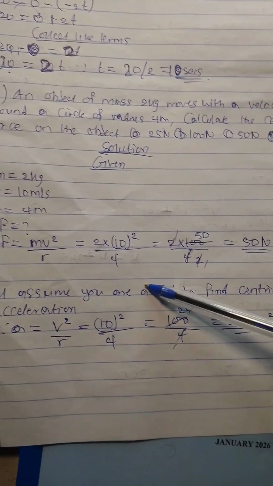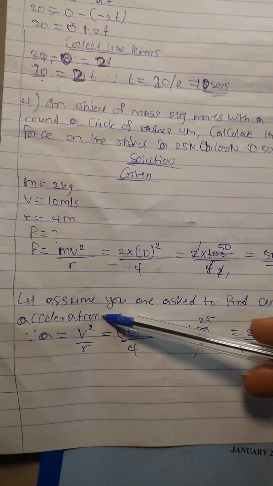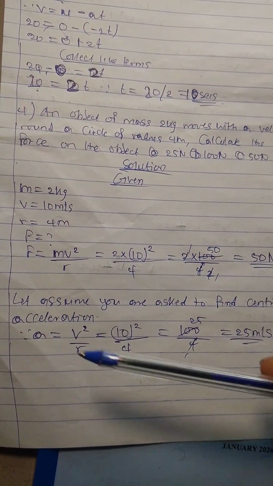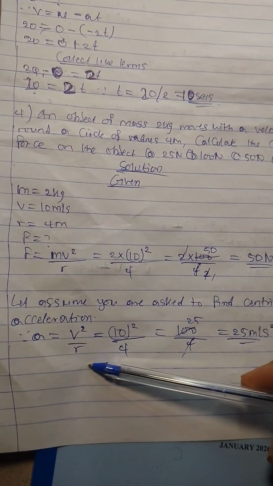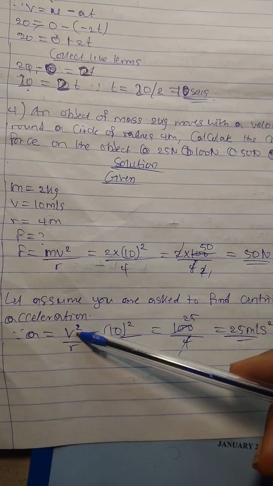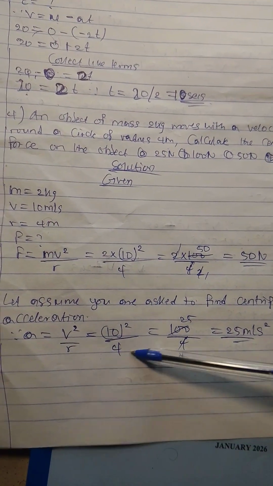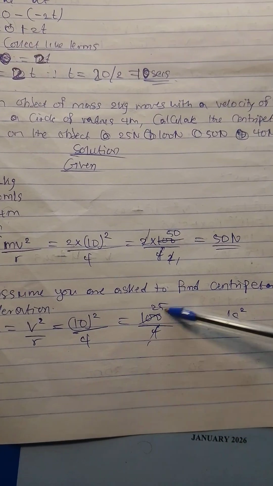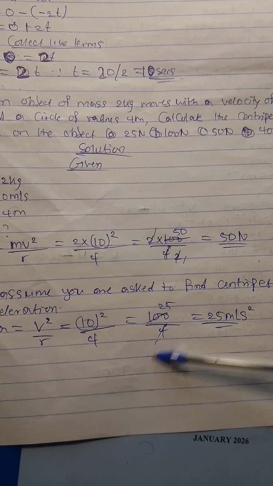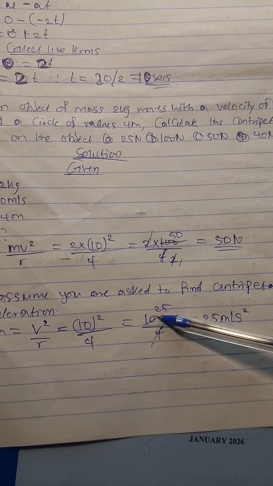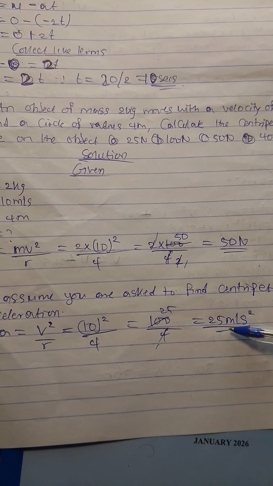Now this can be another case. Let's assume that you are asked to find the centripetal acceleration. The formula for centripetal acceleration is v squared over r. So v will become 10, that velocity, all squared, over r, which is 4. So that becomes 10 squared, which is 100, over 4. And 4 into 100 is 25. So the answer becomes 25 meters per second squared.